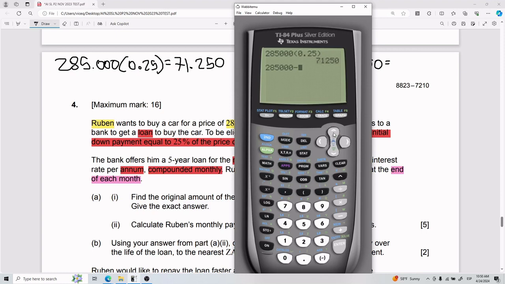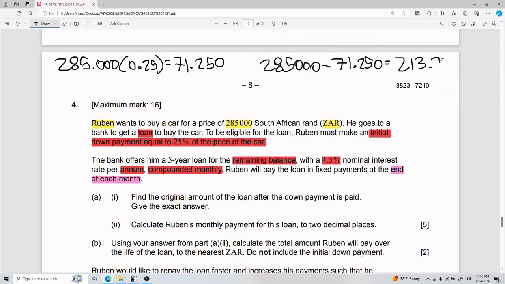that amount. So in other words, for part A, part I, you would say that after the down payment is paid, our good old friend Ruben owes the bank 213,750 ZAR.